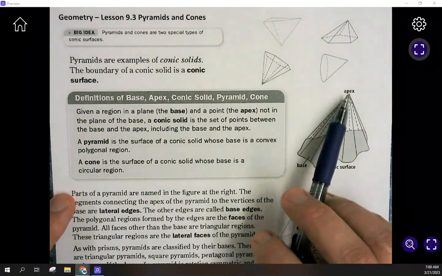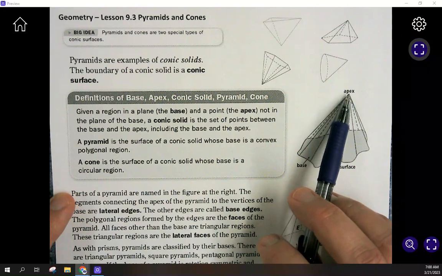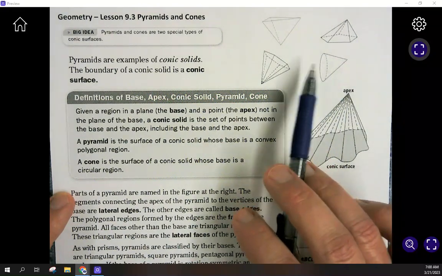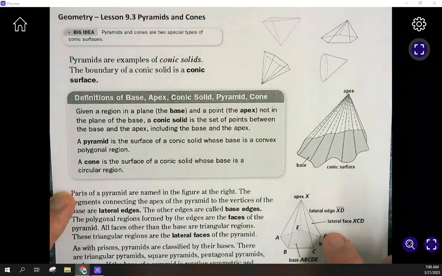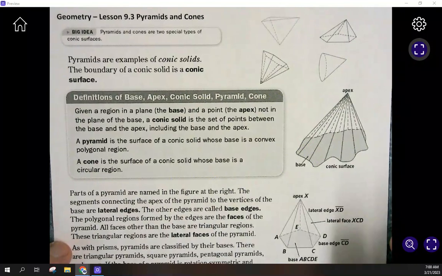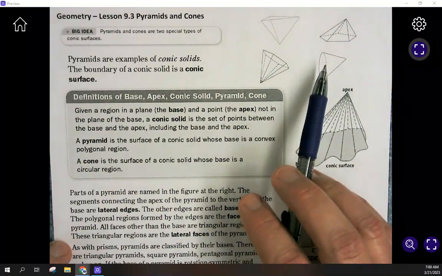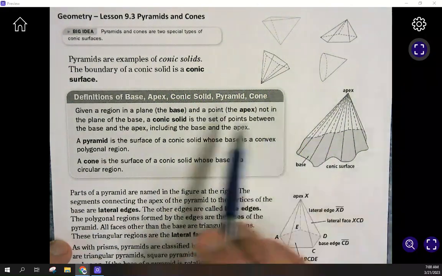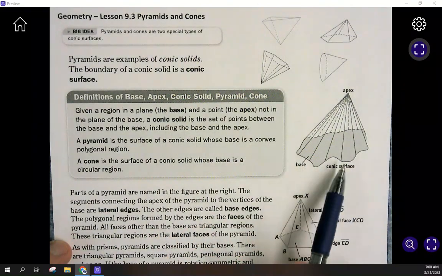The big word that we're going to talk about is the apex. So that's going to be the top where this all connects, the point at the top. And of course, we're going to have a base. So in our prisms and our cylinders, we had two bases, one at the top, one at the bottom. In a cone and pyramid, we have one, and then it comes to an apex on the other side. The conic solid is the set of points between the base.